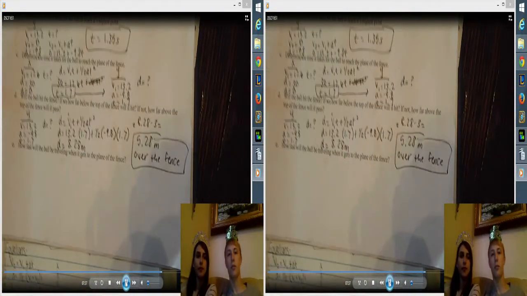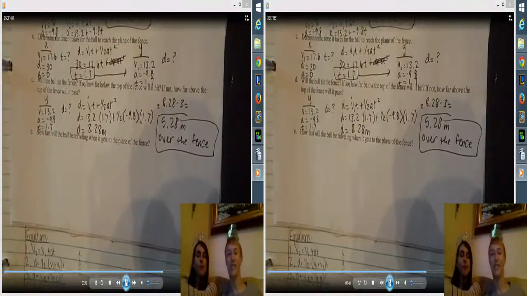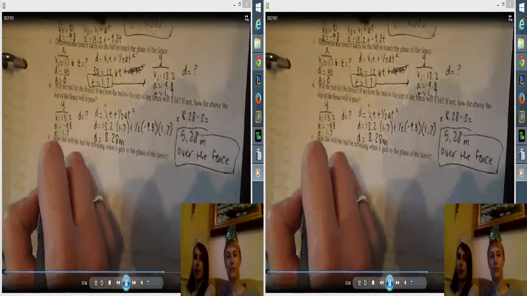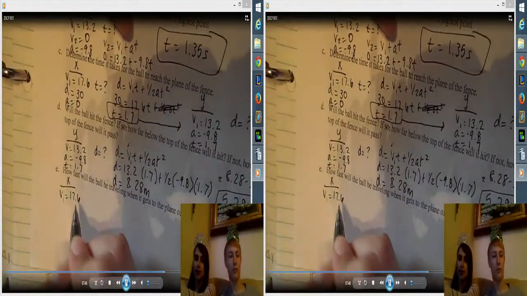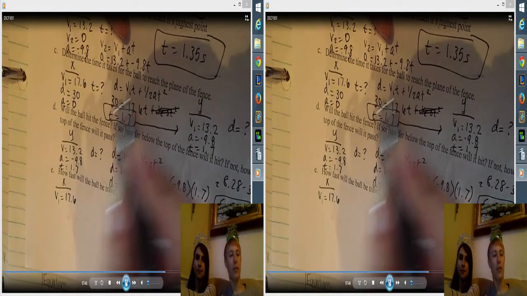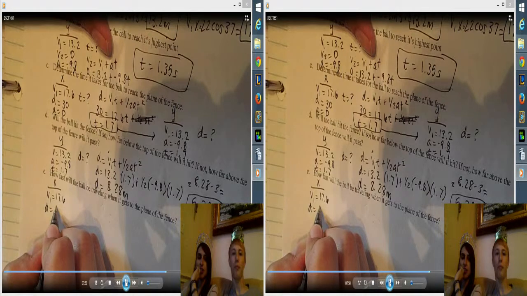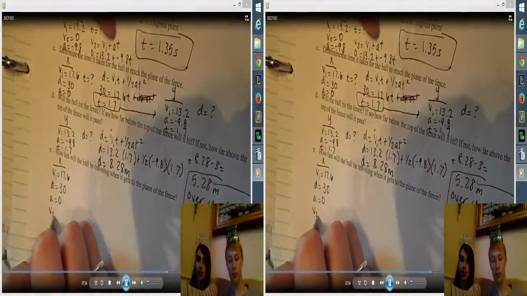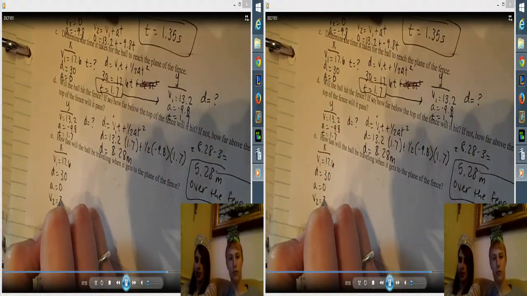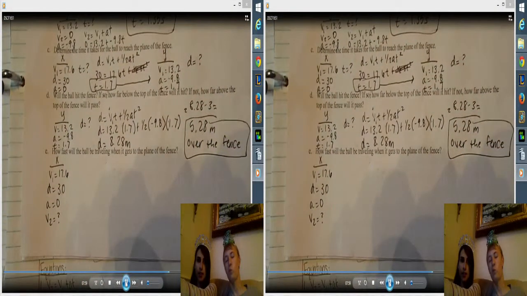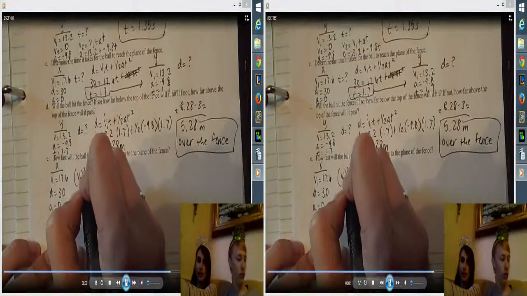I'm explaining. So how fast will the ball be traveling when it gets to the plane of the fence? So we're going to need both our x and our y components. We'll write the x components first. v1 equals 17.6, which is still that velocity from the very first equation. D is 30, because in the x direction it goes 30 meters. A is 0, because it's a constant velocity, so it's not accelerating. And we're trying to find v2, because that'll be the velocity when it gets to the plane of the fence.